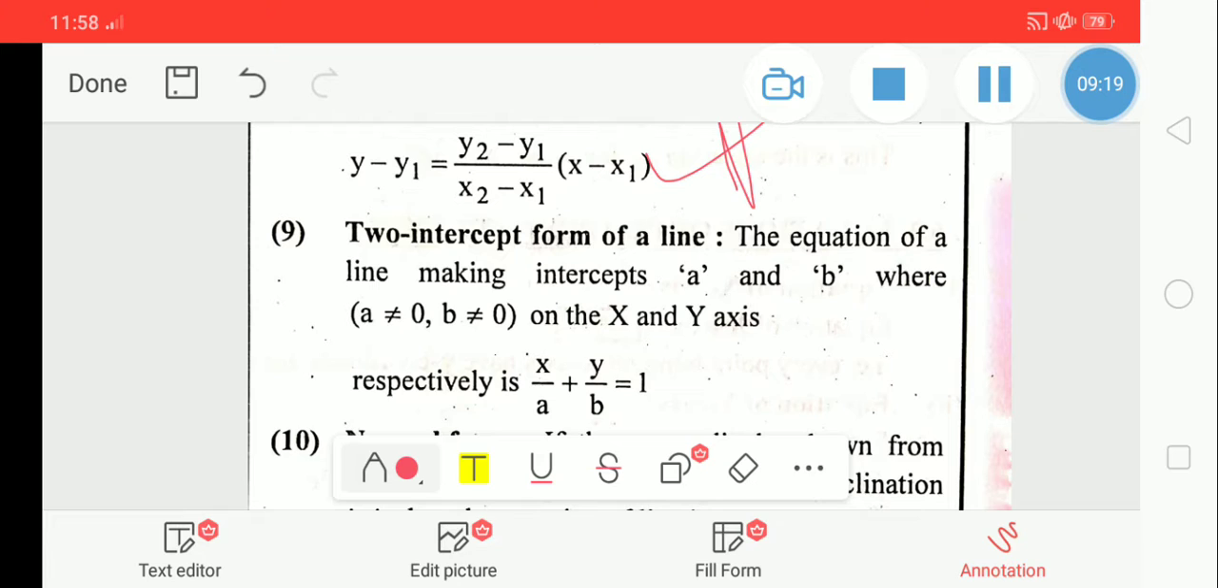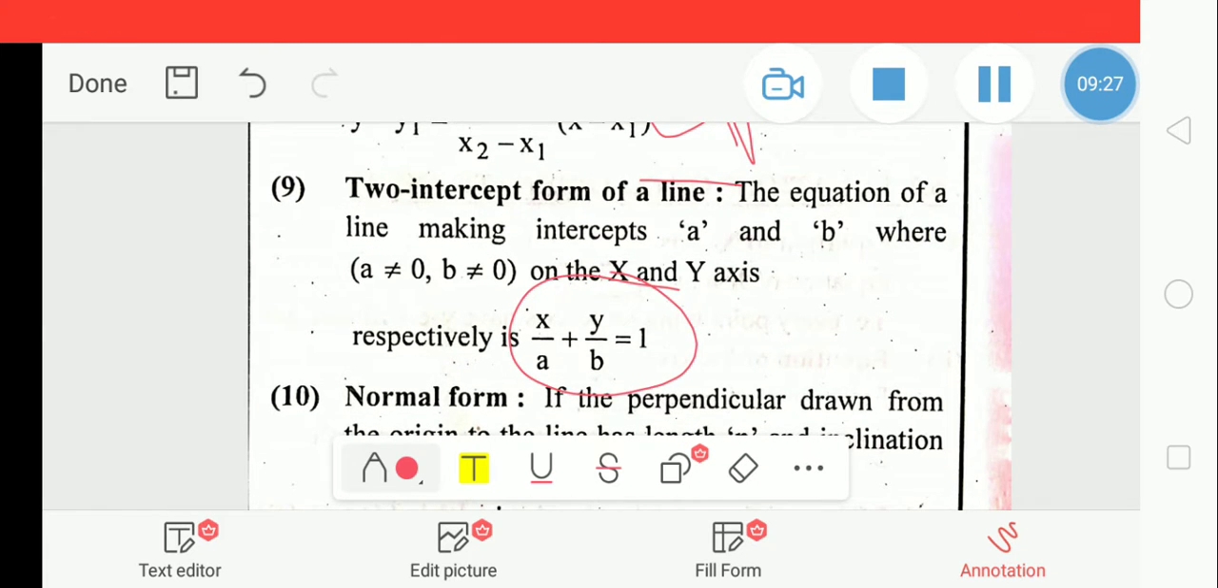Now another is the two intercept form of a line. This is the equation of a line making intercepts A and B, where A is not equal to 0 and B is also not equal to 0, on the x axis and y axis respectively, meaning the x axis at A and the y axis at B. So x divided by A plus y divided by B is equal to 1. This is the two intercept form of a line.